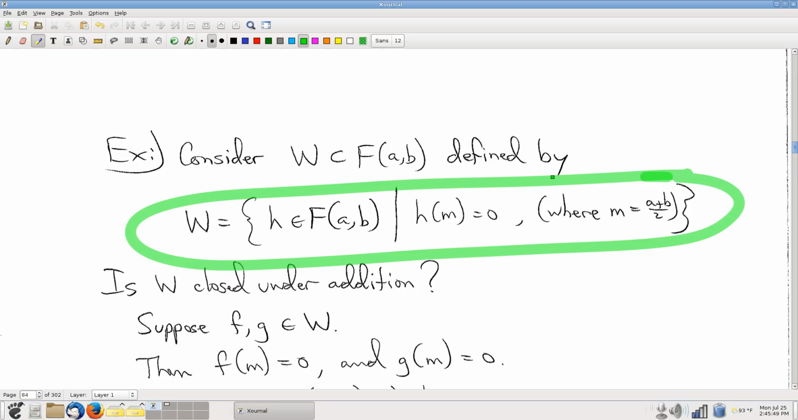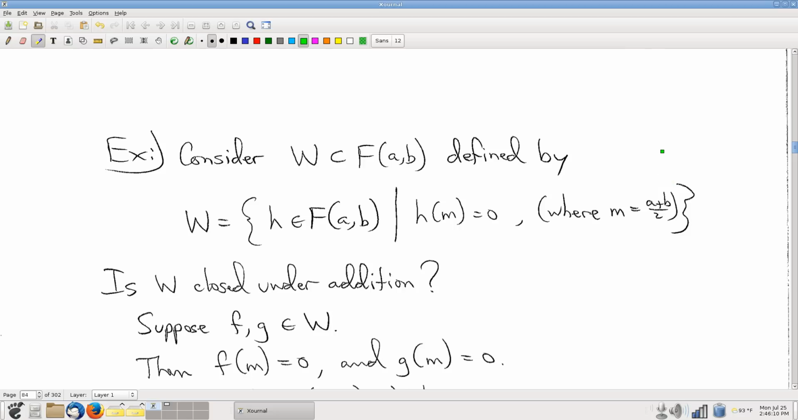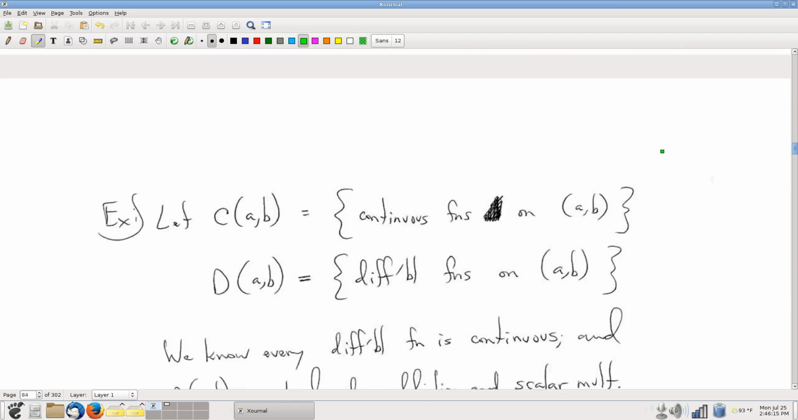I let that be done for me automatically by the fact that I know that we're looking inside of a known vector space and using the same operations as a known vector space. So we very cleverly avoid most of the work by showing not directly that W is a vector space, but by showing that it is a subspace of a larger vector space. Okay, so let's see some more examples.